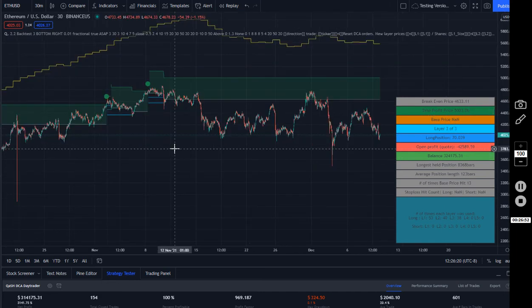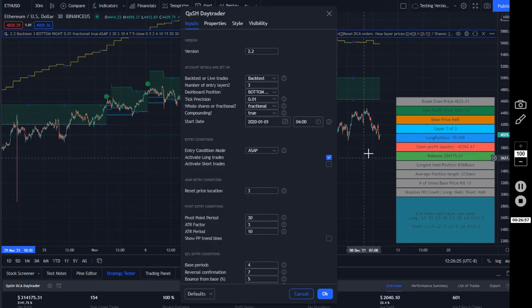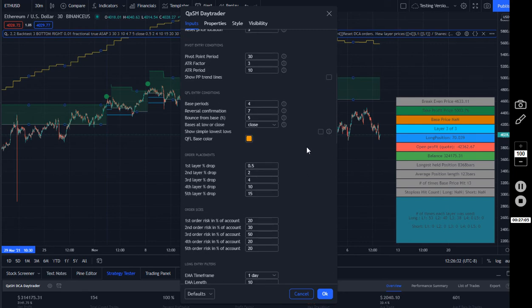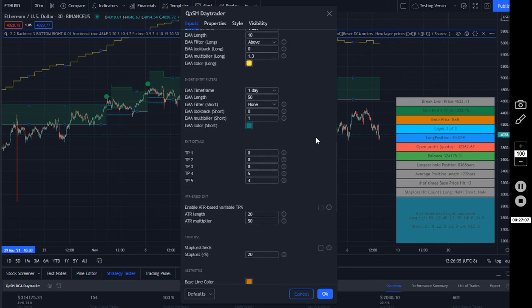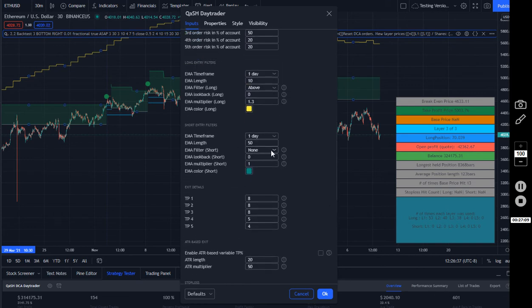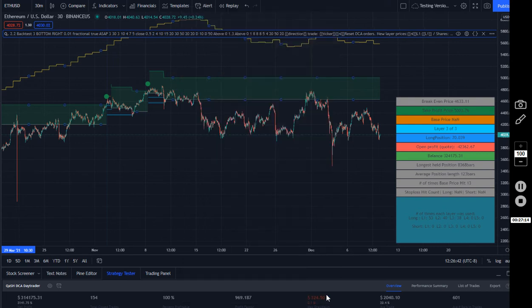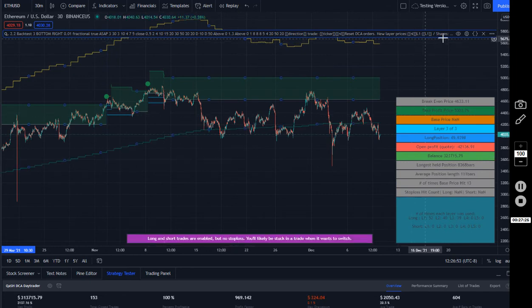Okay, I'm coming back real quick because I should have shown you guys another major feature. This strategy can also go short. Okay, so I'm going to turn on short trades and show you what happens. Let's say I want it to go short, and for short entries I want to filter out anything that occurs above the 50-day EMA. Okay, so let's turn that on and see what happens. Okay, I got a warning window that tells me you have long and short trades enabled, but you don't have a stop loss turned on.